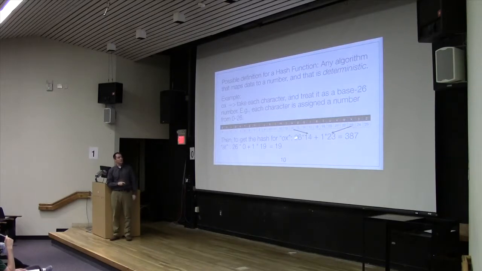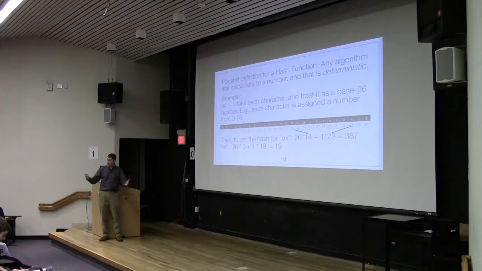To get the hash, for the first letter you do 26 times whatever the O is, which happens to be 14 in this case, plus 1 times 23. So it's 26 to the 1 power times 14, plus 26 to the 0 power, which is 1, times 23. Does that make sense how we're going to do this? For any letter, you can come up with the hash for it using that function, just applying this function to the actual string.